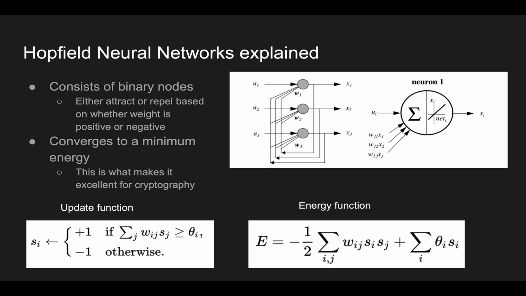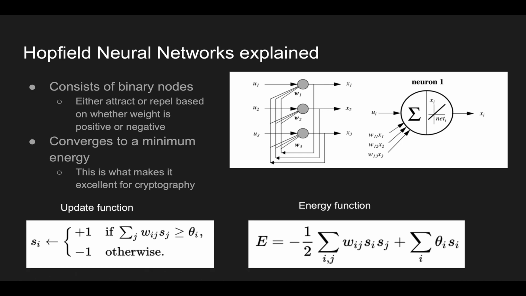So this is shown by the update function. It calculates the sum of all the products and the weights, and if it's greater than the previous threshold, which is indicated by theta, it updates the state to positive 1, or else it'll update the state to negative 1. After doing this in synchronization multiple times with both neural networks, it'll approach a minimum energy, and after it approaches the minimum energy, the state of all the nodes will be used to create an output vector, and that's what is used to create the key.